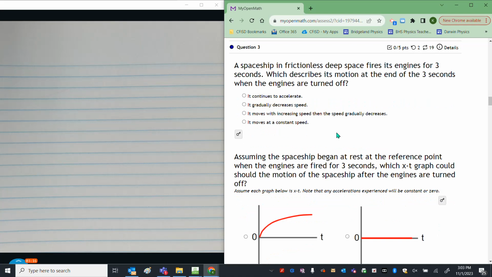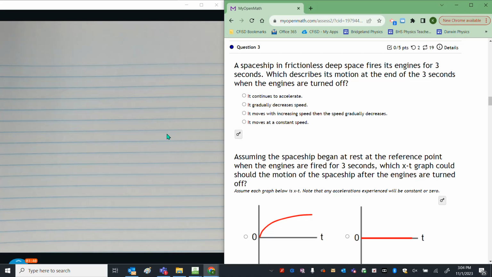Number 3, a spaceship in frictionless deep space fires its engines for 3 seconds, which describes its motion at the end of the 3 seconds when the engines are turned off. Okay, again, deep space, that's telling me right away, no friction, no gravity, no external forces. The only force here is the engines on this spaceship, and if those engines are turned off, there are no longer any forces acting on the spaceship.